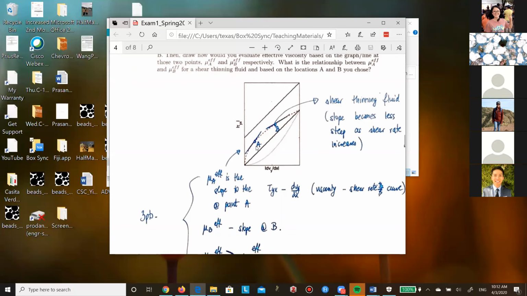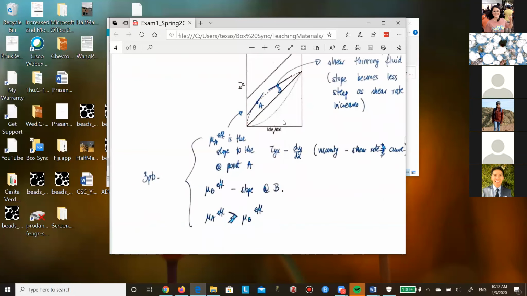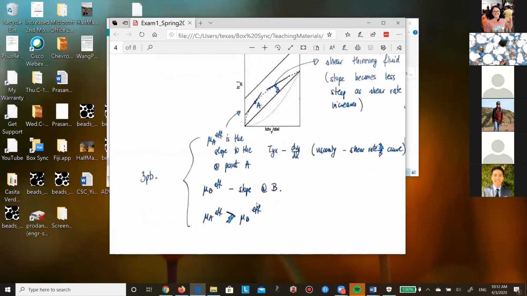So the slope for a shear thinning fluid at lower shear rates is larger, and at higher shear rates is smaller. So we can see that the effective viscosity here at what I drew as A has a larger slope than the effective viscosity at B. So basically my effective viscosity is the slope, and the slope here is larger than at B, which makes this a shear thinning behavior.